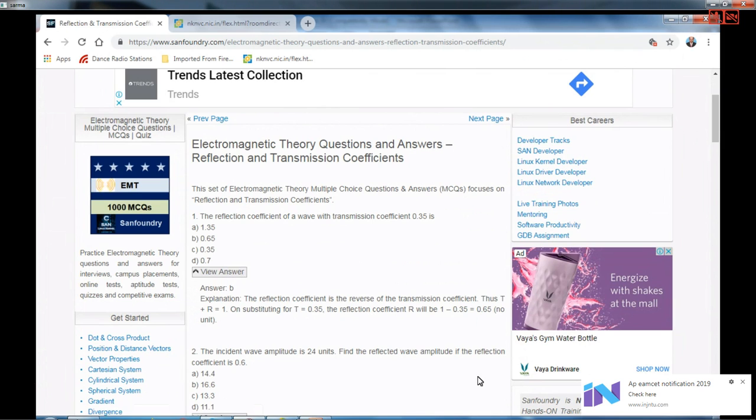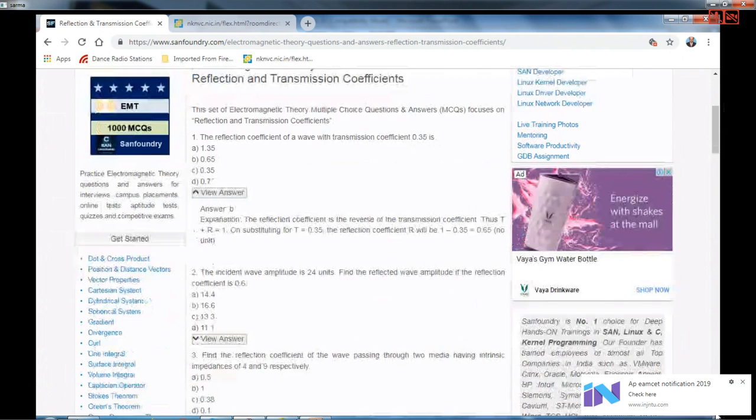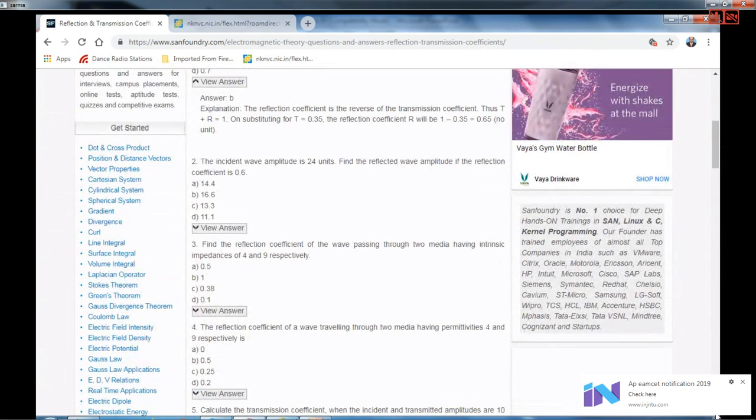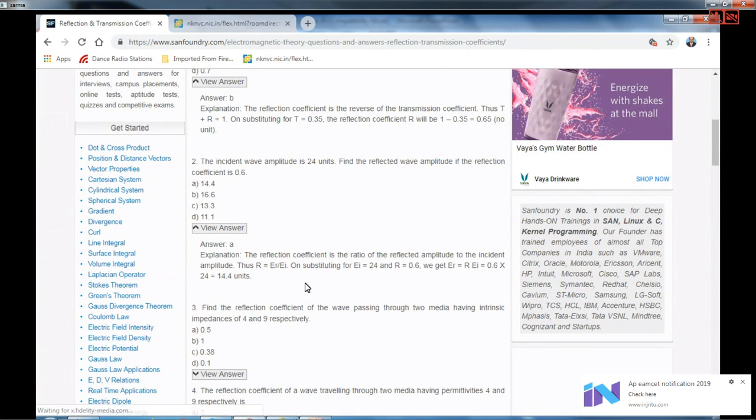Okay. Now the second question is, incident wave amplitude is 24 units. Find the reflected wave amplitude if the reflection coefficient is 0.6. 0.6 is equal to something by 24. Okay, so 24 is there with us, 0.6 is there with us. So multiplication of these two things will give us the reflected wave amplitude. So 24 into 0.6 is 14.4. So the option is A.